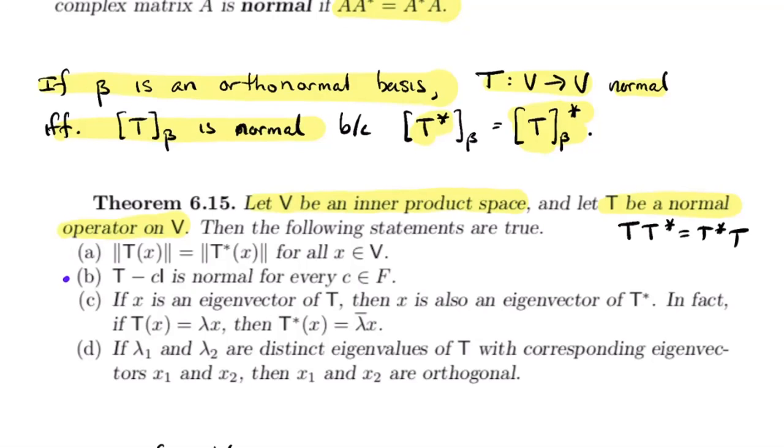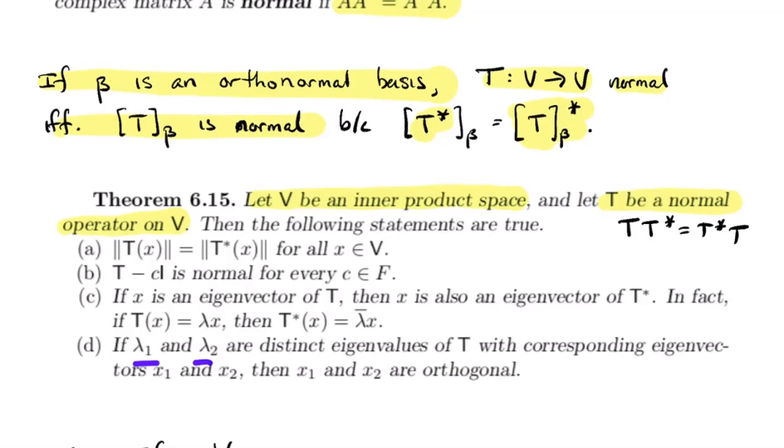The second part is that T minus any scalar multiple of the identity is also normal. It also satisfies such an equation. The third part, which we've already kind of proved, is that if you have an eigenvector for T, then you also have one for T star, and in fact, the eigenvalue just gets conjugated. And fourth and finally, if you take two distinct eigenvalues of T, and call two of their eigenvectors, respectively, x1 and x2, those things are orthogonal. We've proved in the past that eigenvectors from distinct eigenvalues are linearly independent. This is saying something even stronger, that they're going to be perpendicular to each other.